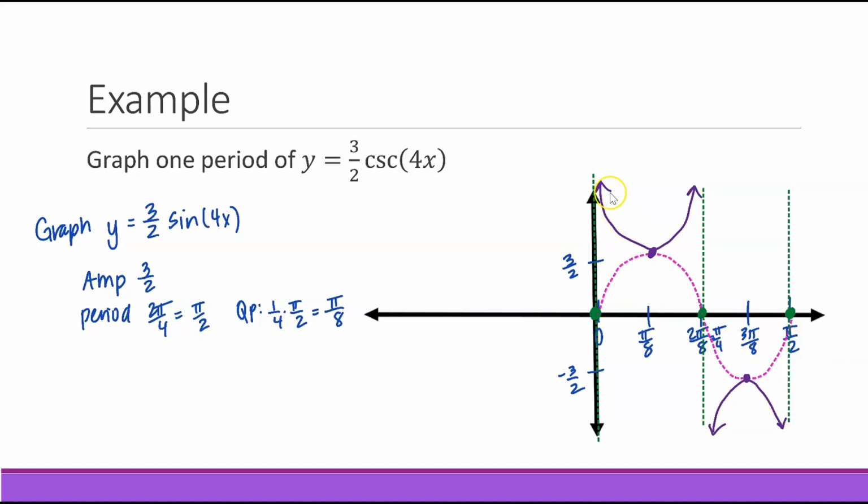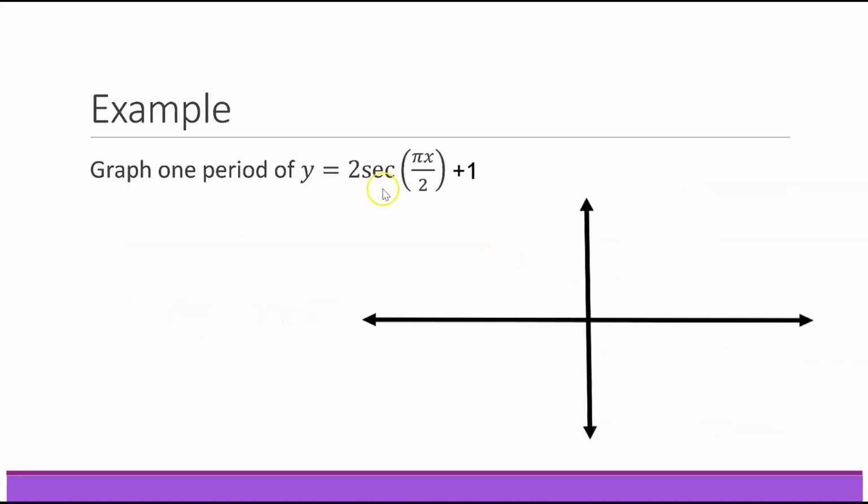Right? So an upward facing U shape and a downward facing U shape is one full period of my cosecant graph. So the actual graph itself is these purple parts here. All the rest of this was a guide to just helping me sketch that graph.